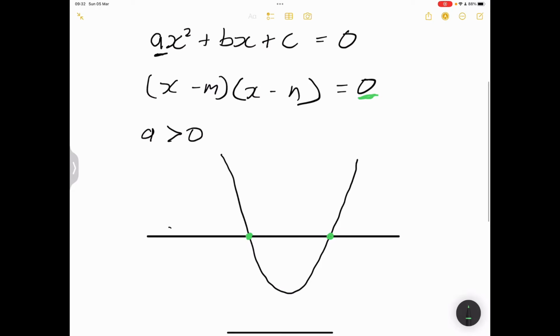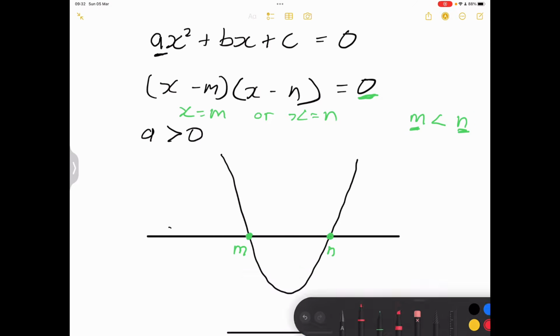Where is that parabola equal to 0? Well, it will be equal to 0 at x is equal to m, as well as at x is equal to n. So now we'll call those values the roots of the equation. Let's say, just for argument's sake, we know that m is less than n. So it means that n is the bigger value and m is the smaller value. So this would mean that this is m here and this is n over there. Now, what does this actually say to us?